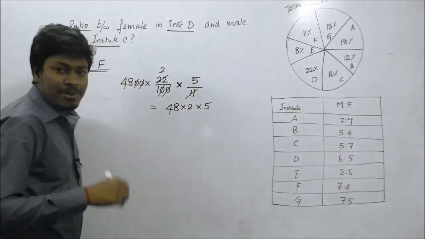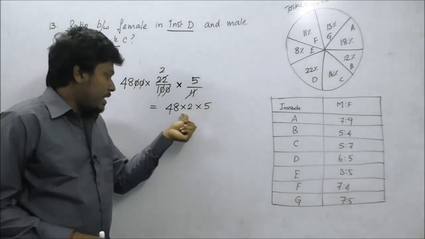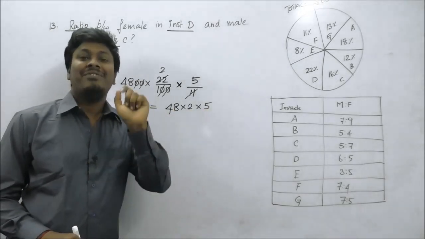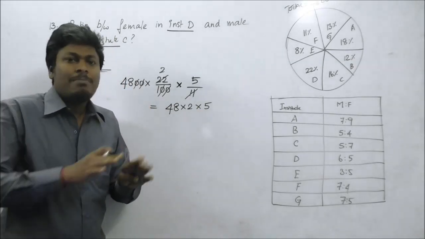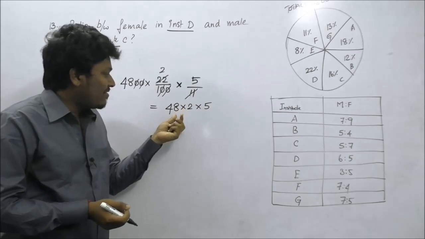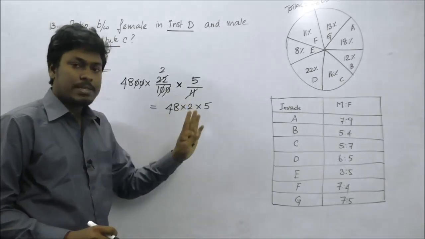And another important thing is that we know 5 into 2 is 10, so 10 into 48 is 480. Don't waste time, keep this number as it is. Don't strike it out and multiply, or waste your time going for 3 cross 3, 2 cross 2. That's all a waste of time. Just keep this equation as it is.